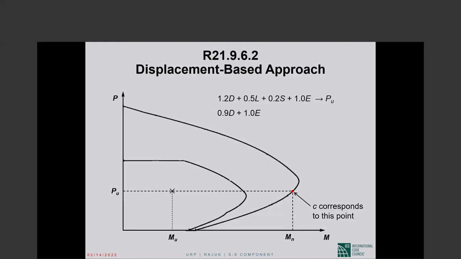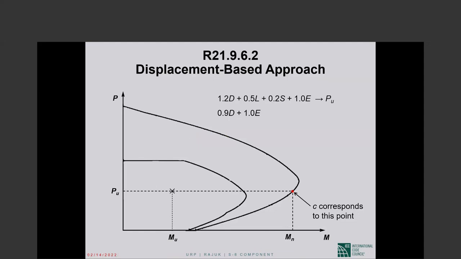When P sub U coming from the additive seismic load combination is acting on our shear wall, what is the nominal moment strength at the base of the shear wall section? We get that from the nominal load moment interaction diagram of the shear wall section.